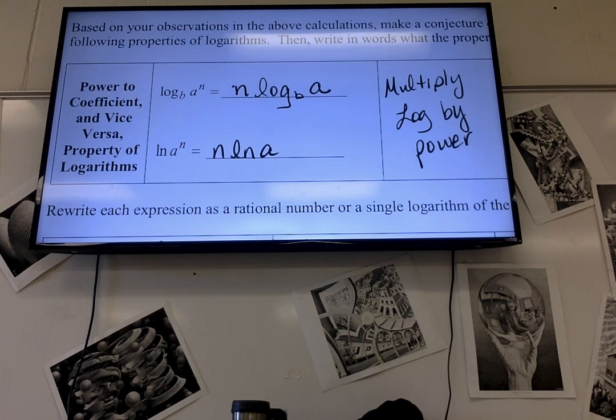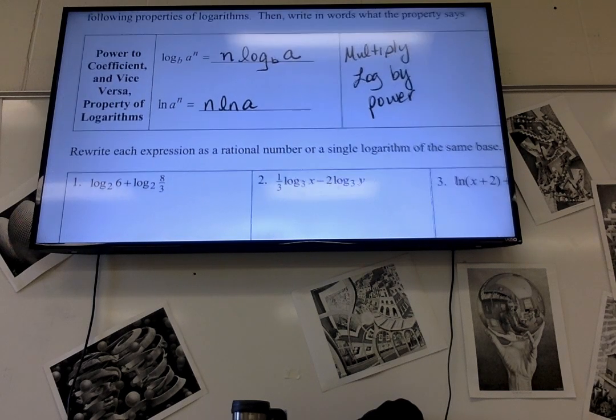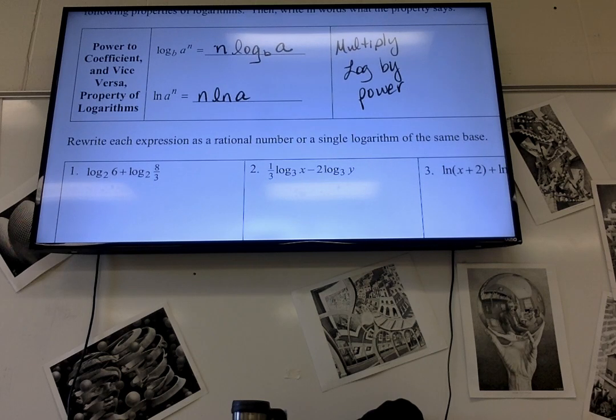So we have three properties. If you add two logs, you can make it one log and multiply. You subtract them, you can change it into division. And if you have a power, you can change it into multiplication. So now on these next ones, we're going to rewrite as just a number, if you can, or a log with the same base. That just means we're going to squish it up. It's the opposite of expand: contract, or compress these. We're going to make them smaller.